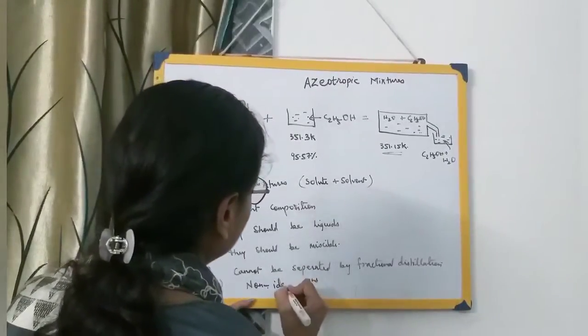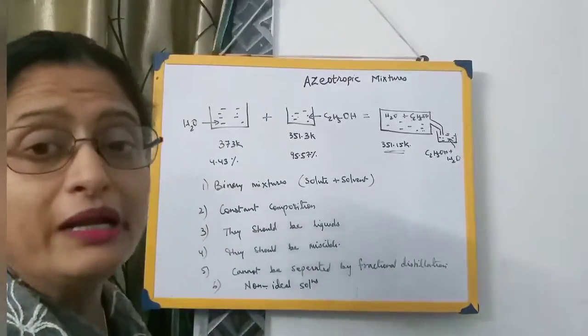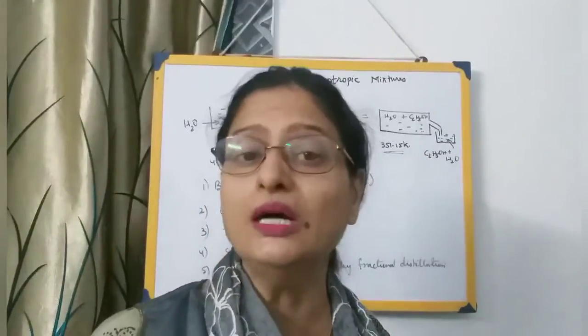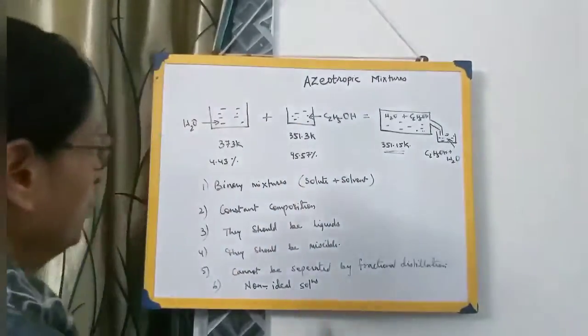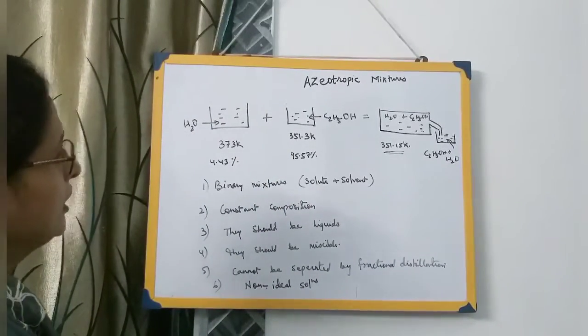So if the non-ideal solutions form the azeotropic mixture, now let us see that in the non-ideal solutions there are also different types of solution. So let's go back to the non-ideal solution. You can just look at it carefully or you can just copy it down. Then I'll proceed further.